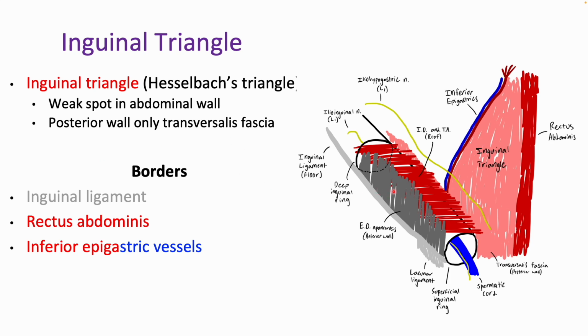And so the borders are going to be formed by our inguinal ligament, which is coming down. We're going to have the rectus abdominis running up and down the body, around the midline. And so that forms that. And then our inferior epigastric vessels, the artery and vein, they're going to form the triangle here. And so between that will be our inguinal triangle.